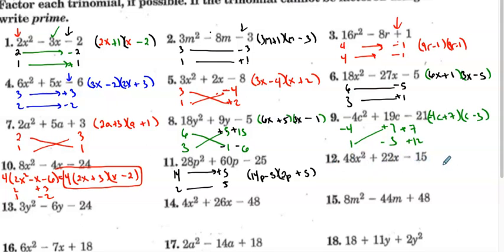48, 22, and 15. Again, nothing so nice here. Common, you could factor a 3 here, but not a 3 here. So let's go with it. Let's see what we got. Factors of 48. 6 times 8 is 48. 15. We do 5 and 3.